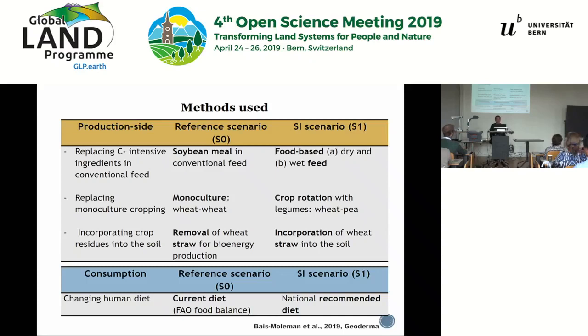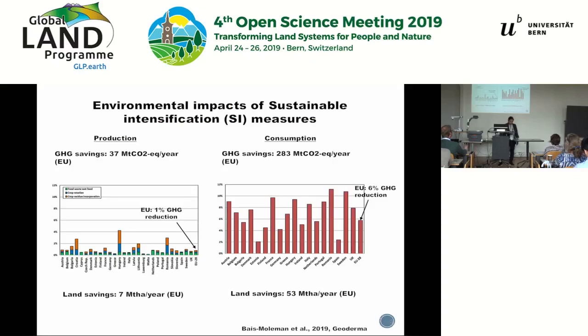In this study, we applied a life cycle assessment and scenario approach to quantify the greenhouse gas emission savings and land use savings of each of these sustainable intensification measures. Based on our findings, the average greenhouse gas emission savings in the production side measures is only 37 million tons CO2 equivalent per year, compared to the emission savings in the consumption side, which is up to 283 million tons CO2 equivalent per year.